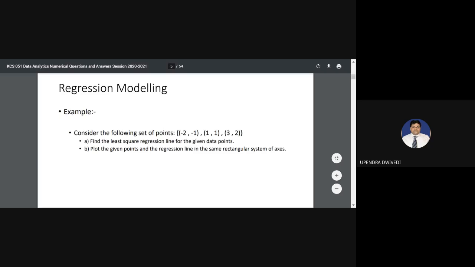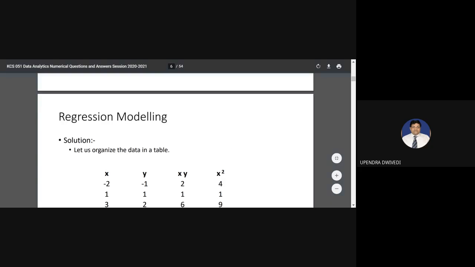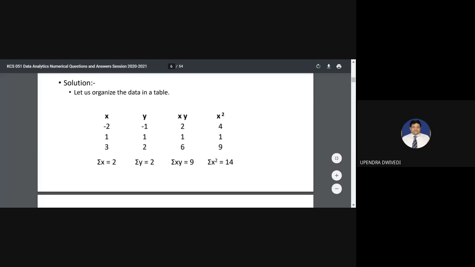So let us start the question. We have the values -2, -1, 1, 1, 3, 2. Let us organize the data. We have x as -2, 1, 3 and y as -1, 1, 2. We'll calculate some values. xy will be -2 times -1, which is equal to 2; 1 times 1 is 1; 3 multiplied by 2 is equal to 6. Again, we'll take x square: -2 square is 4, 1 square is 1, 3 square is 9. Here minus multiplied by minus goes to plus.